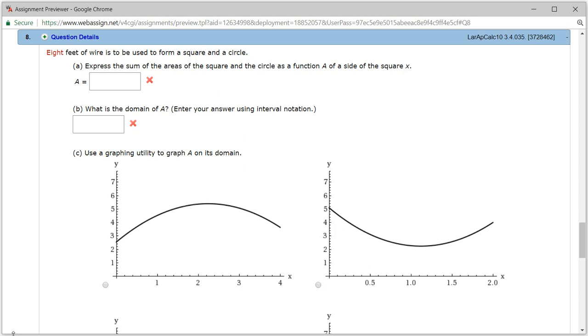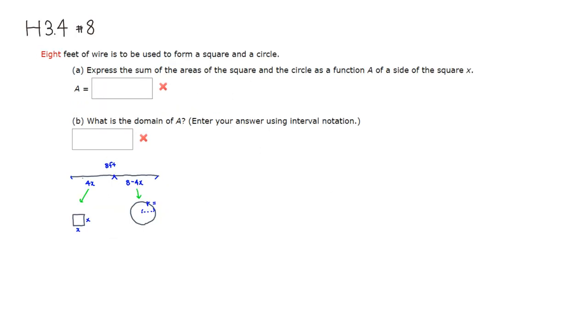All right, let's look at homework 3.4, problem number 8. Eight feet of wire is to be used to form a square and a circle, and we want to express the sum of the areas of the square and the circle. All right, so let's do that.